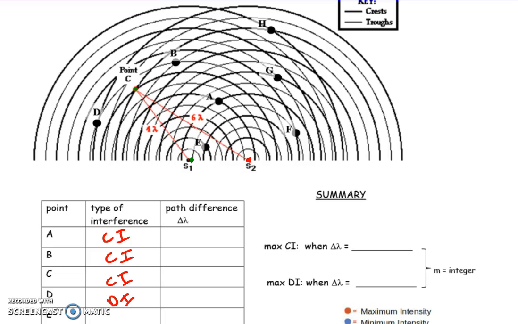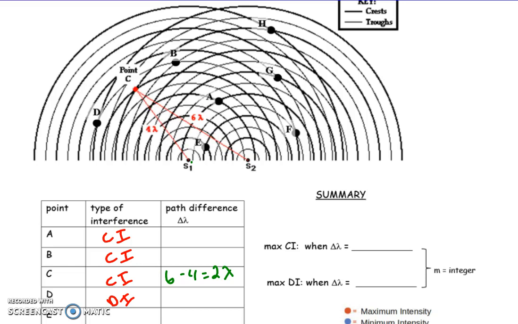If I start here, here's a trough. I'm going to go by crest. So here's one crest, the second crest, the third crest, the fourth crest. So that's 4 wavelengths away. And if I go from S2, I've got 1 crest, 2, 3, 4, 5, 6. So my path difference for C is 6 minus 4, which is 2 wavelengths. So when you're 2 wavelengths different in path, we get constructive interference. So let's do the same for the ones that we've already marked as constructive and destructive, and I'll let you do it on your own, but we should see a pattern.